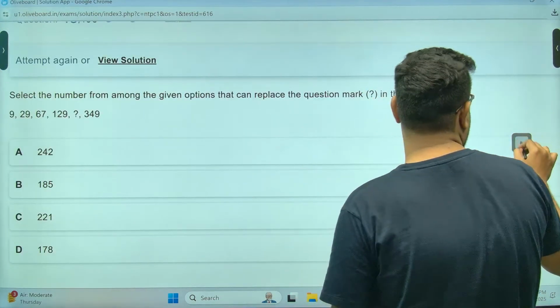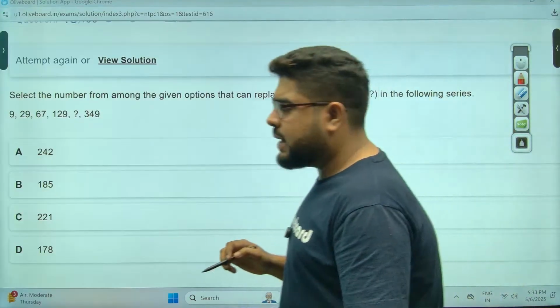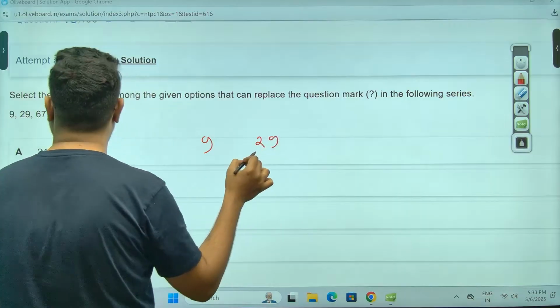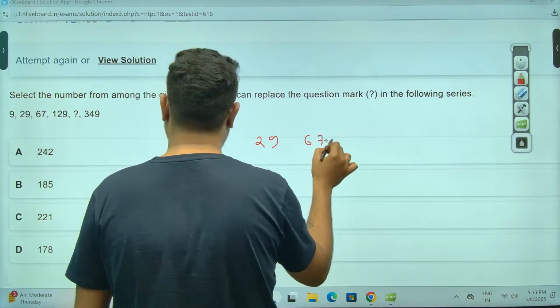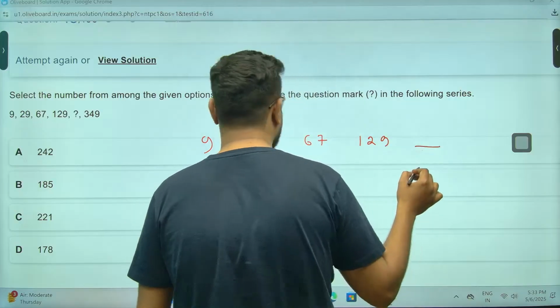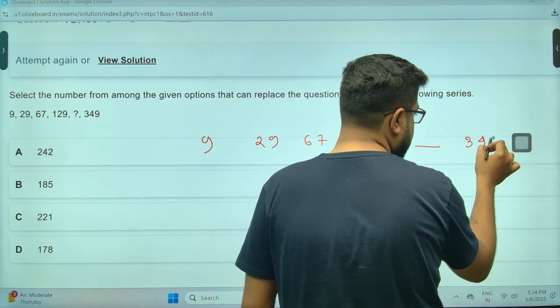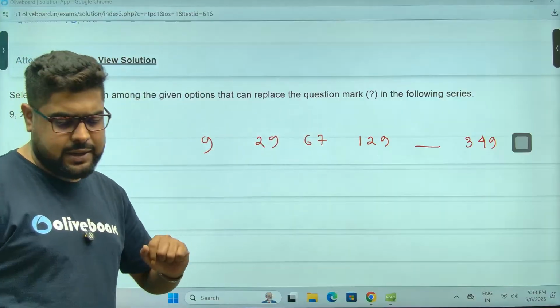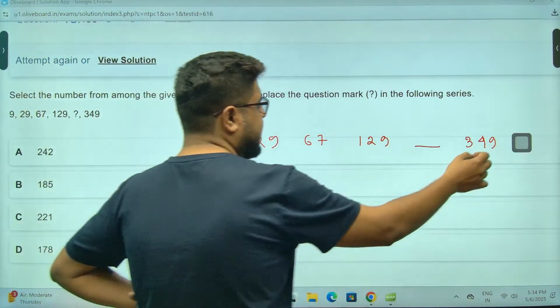Number series, I'll do it myself. The series is 9, 29, 67, 129, dash, 349. Sir, looks like an addition series. The jumps are not that big, right?